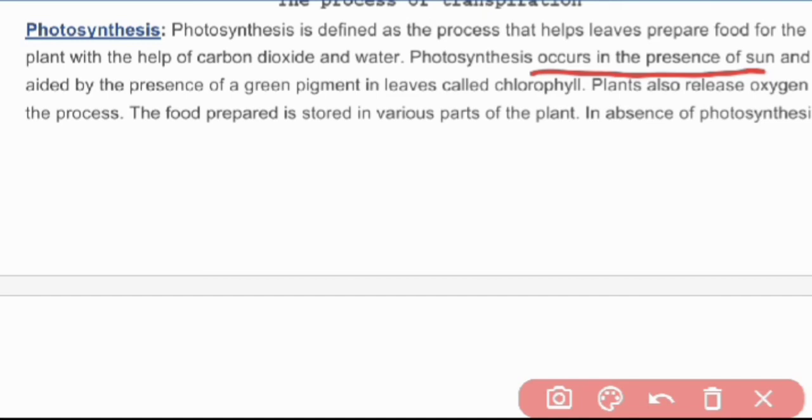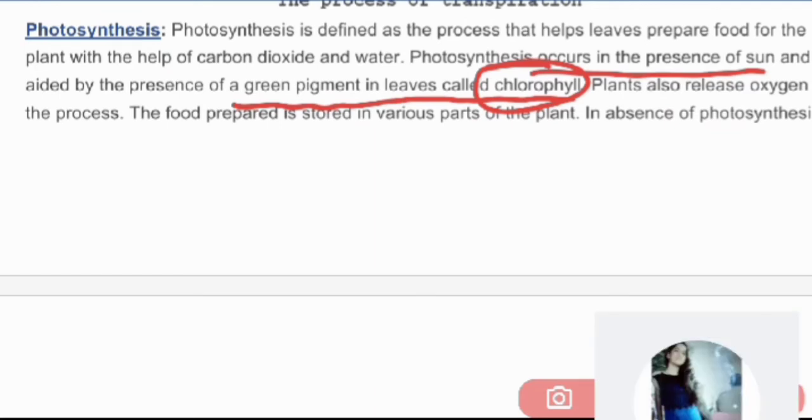And one more thing is very important for the process of photosynthesis, and that is the green colored pigment present in the leaves, and that is called chlorophyll. That is called chlorophyll, which is the green colored pigment which is present in the leaves. Leaves में एक green color का pigment होता है, तो that is called what?